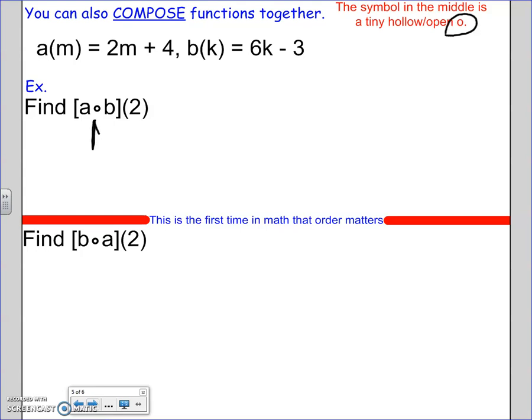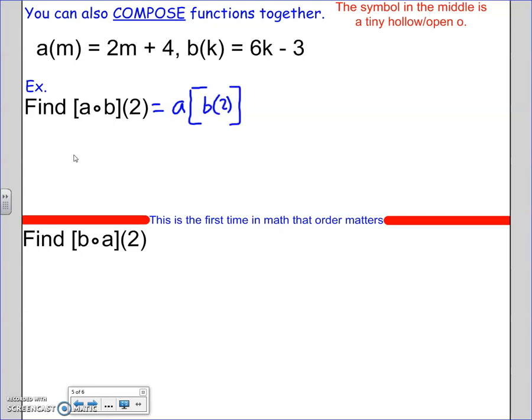So here it is. We got a composition symbol. So the way you read this is it says find A of B. Oh, I'll say this: A composed with B of 2. Have you heard me? I said B of 2. The 2 only goes for B. So I'll rewrite this in a nicer, friendlier way. This is A of B of 2.